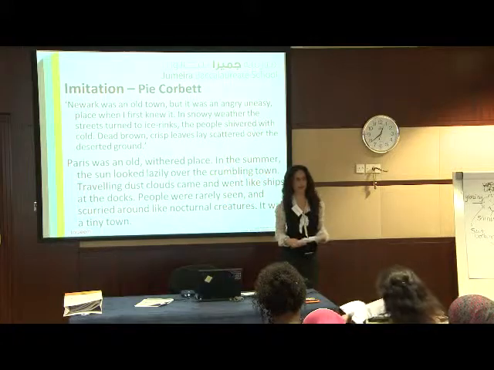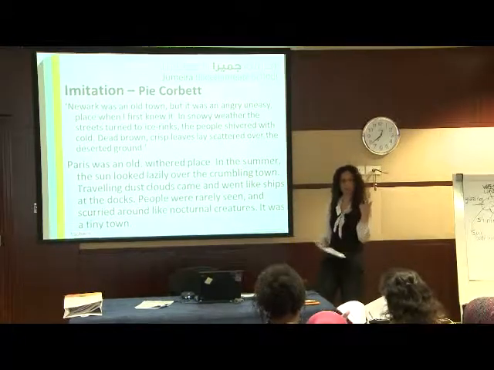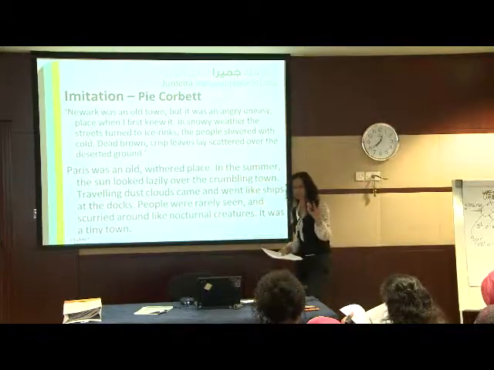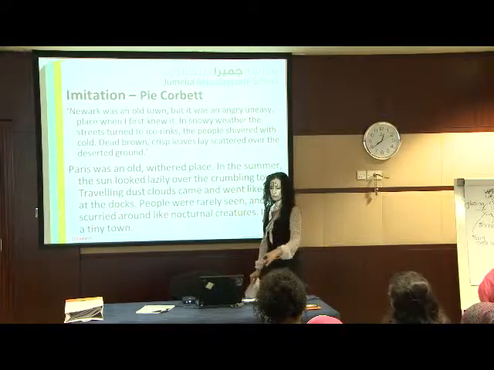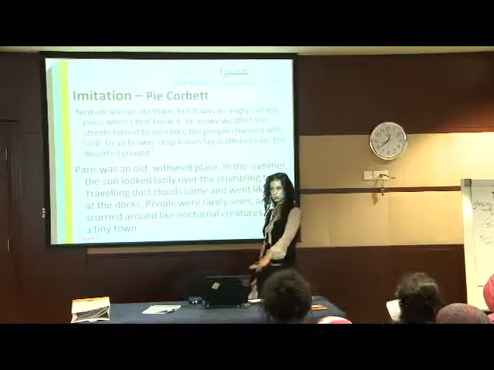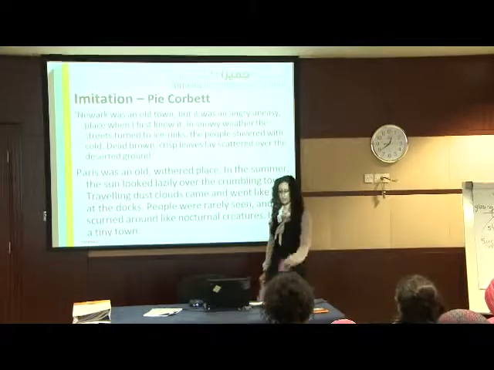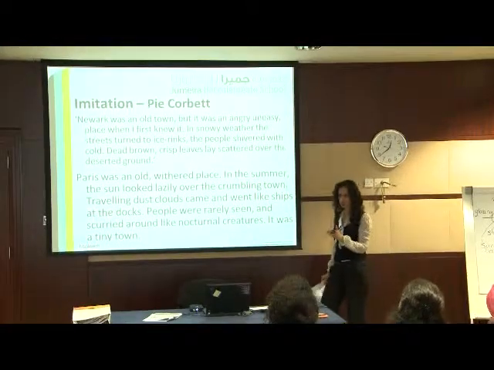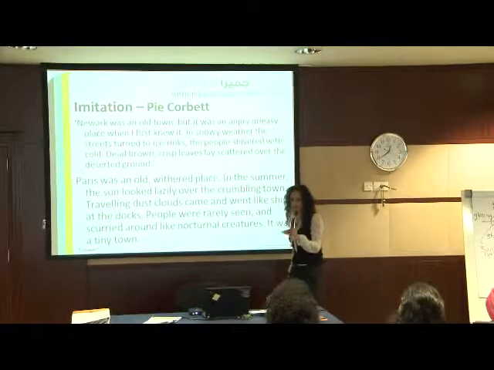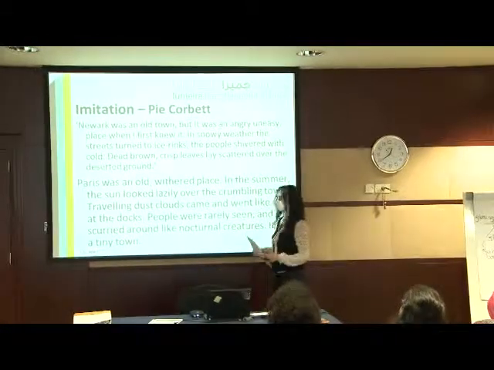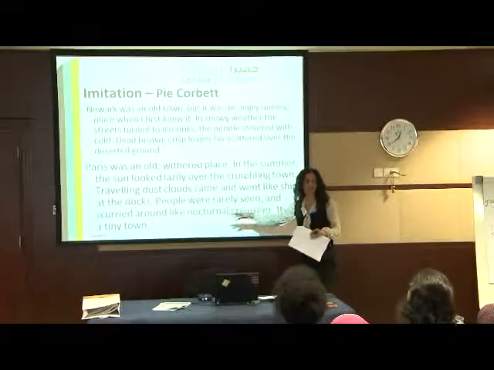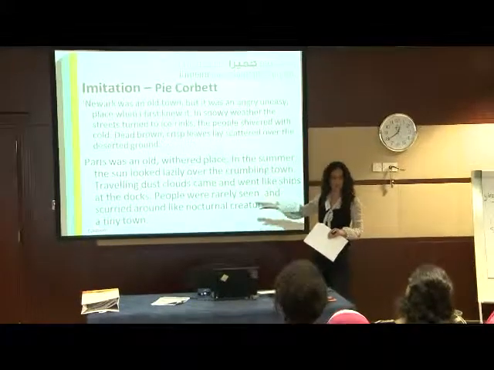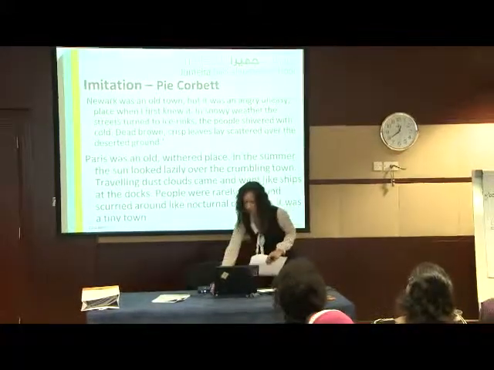Imitation. Pie Corbett uses imitation, innovation, and invention in sequence. The top text, which you have, so I'm not going to read out, is Pie Corbett. The bottom text is one of my grade 9 students. They've imitated that top text. Both of these texts are imitated from To Kill a Mockingbird, so that's been used as the base.